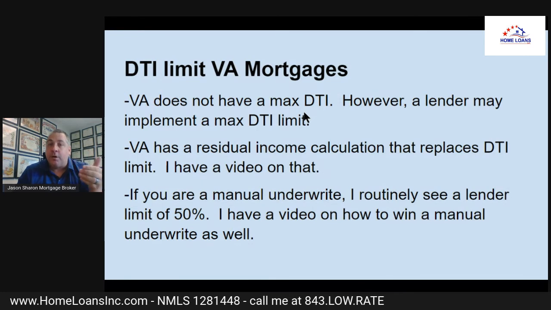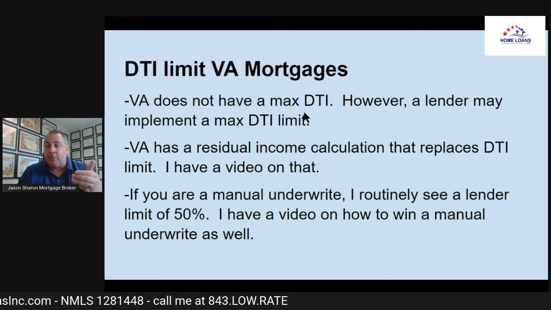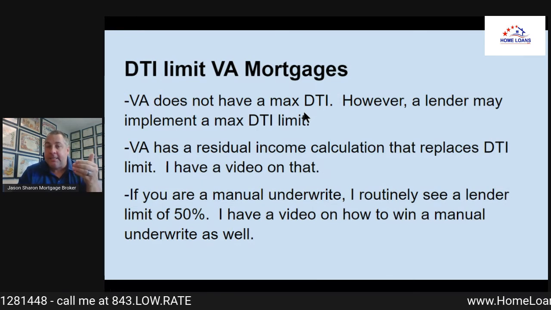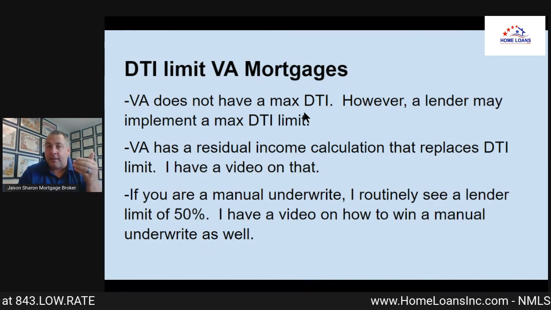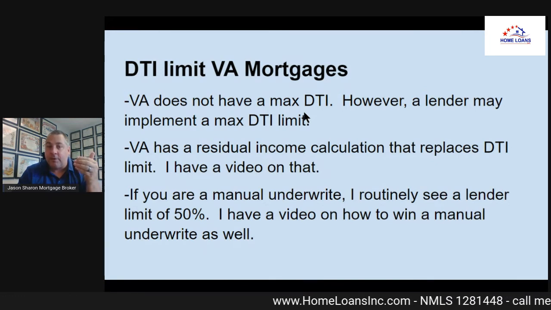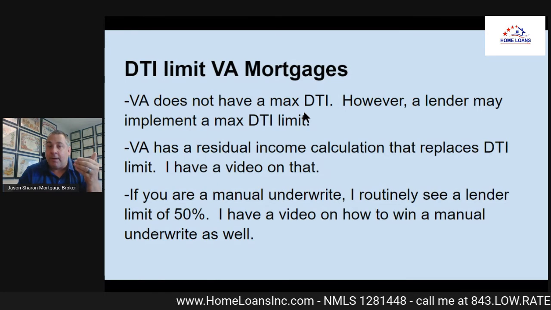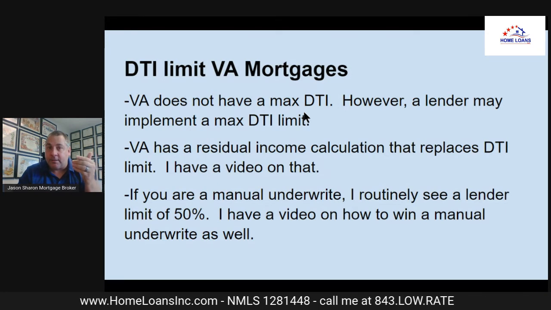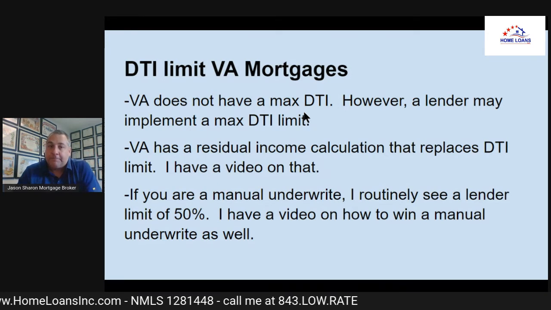If you are a manual underwrite, which I discuss how to win a manual underwrite in another video, I routinely see lenders implement a limit of 50% debt to income ratio. I have another video on how to win a manual underwrite as well. Check that out. It's going to be very helpful to you if you are a manual underwrite.